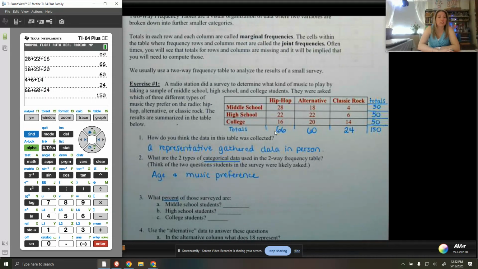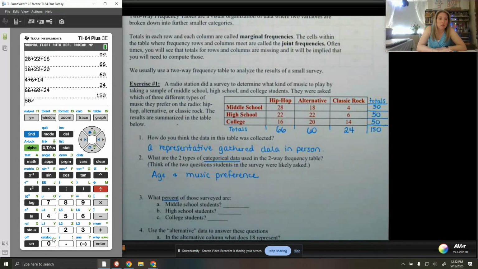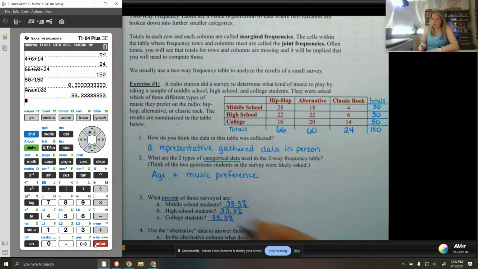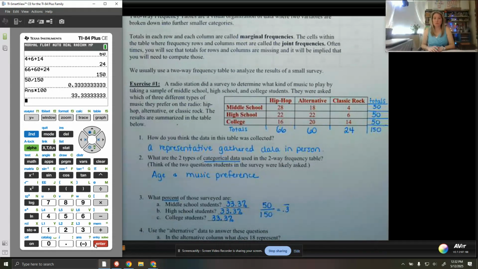So we can figure this out one time where we take the total number of middle school students, 50, and we divide it by the total number of students that were surveyed at all, 150, and then we multiply that by 100 to get this answer as a percent. So 33.3% for all three of these is the answer, since all three of these will have the same numerator and denominator. So there we go.